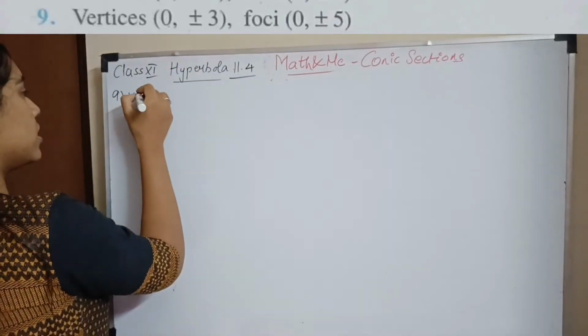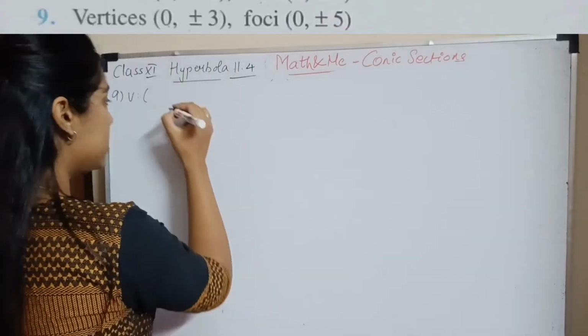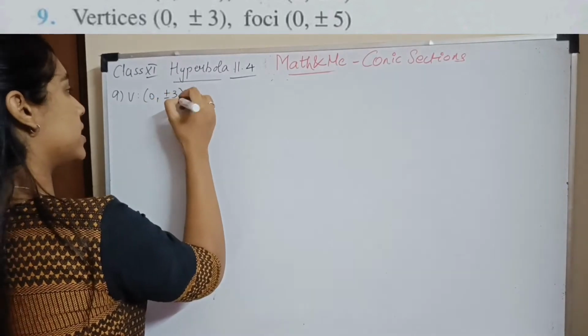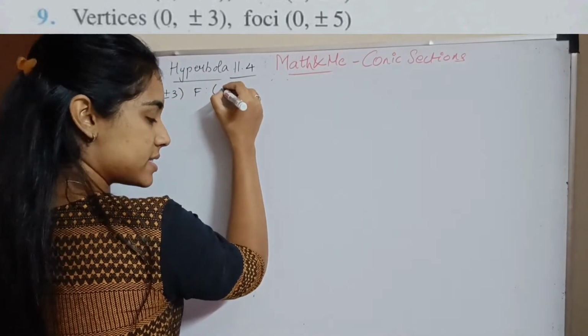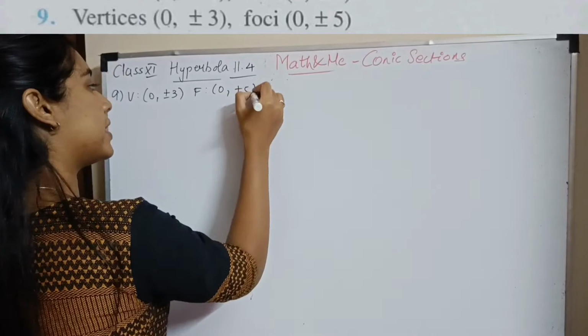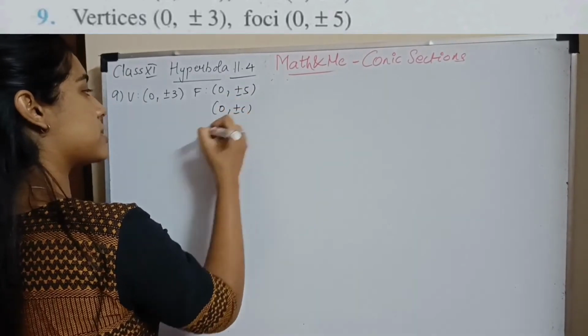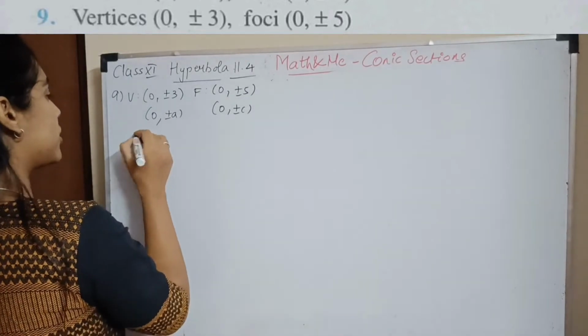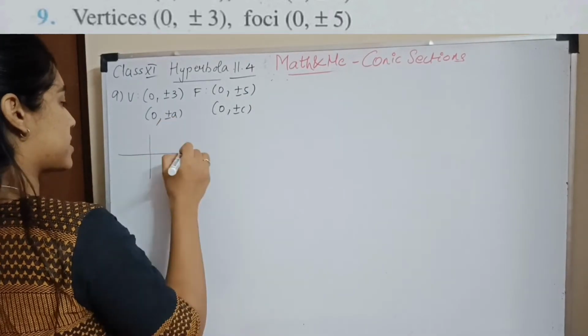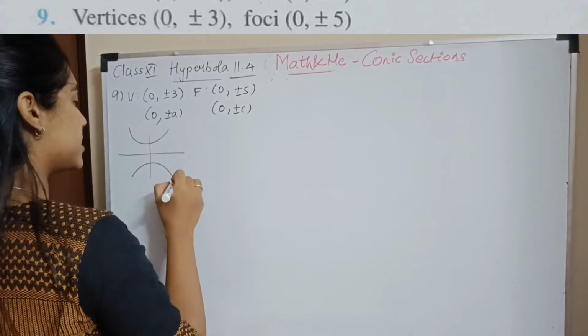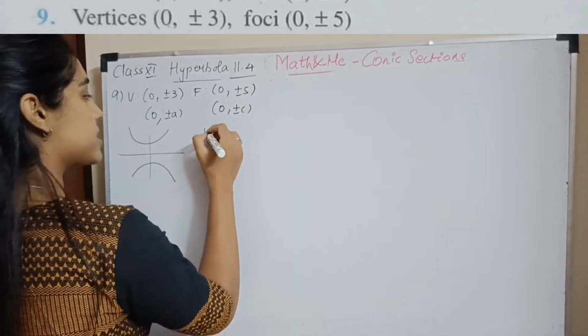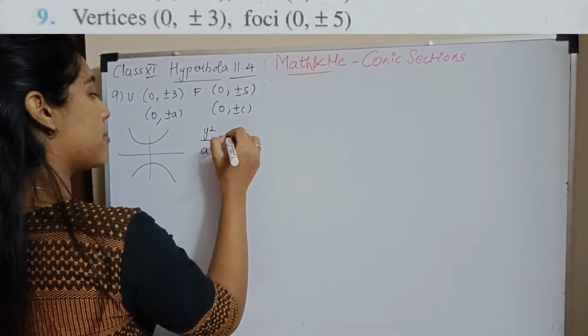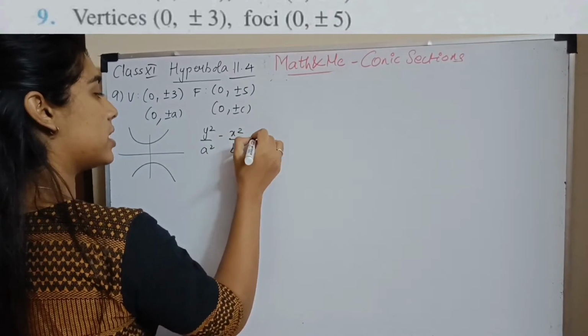Question number 9. Vertices at 0, plus or minus 3 and foci at 0, plus or minus 5. So again, this is of the form 0, plus or minus c. So this should be 0, plus or minus a. So your a is along the y-axis. So your hyperbola looks like this. So the equation along the y-axis is y square by a square minus x square by b square equals 1.